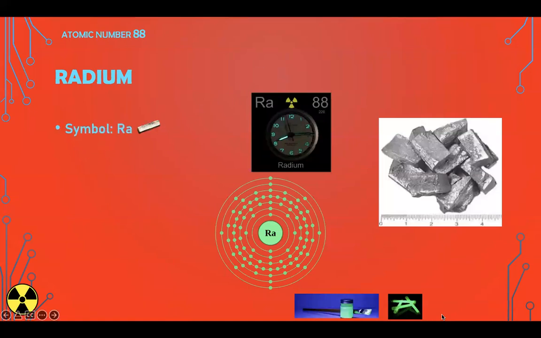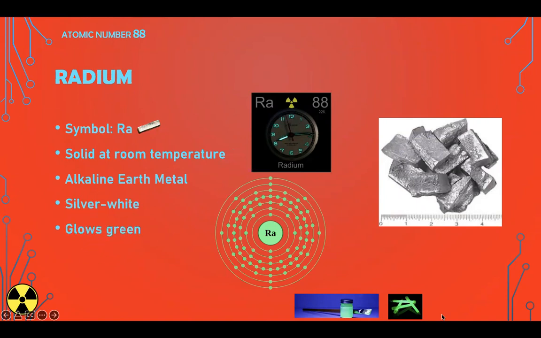Radium. Radium's symbol is Ra. It is a solid at room temperature. It's an alkaline earth metal, which comes after the alkali metals. Radium has a silvery white color. It glows green in the dark. Radium is radioactive.